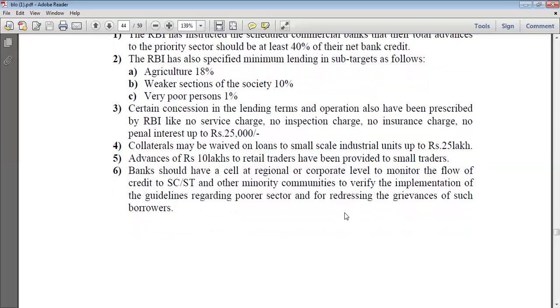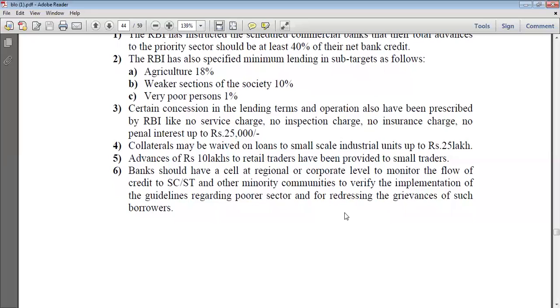Advances of rupees 10 lakh to retail traders are provided to small traders. These are working capital management or short term loans, as we can call them. This advance amount is also provided to small traders as well as retail trading stores.